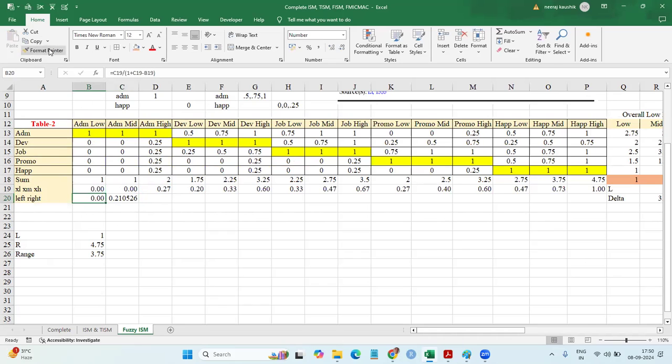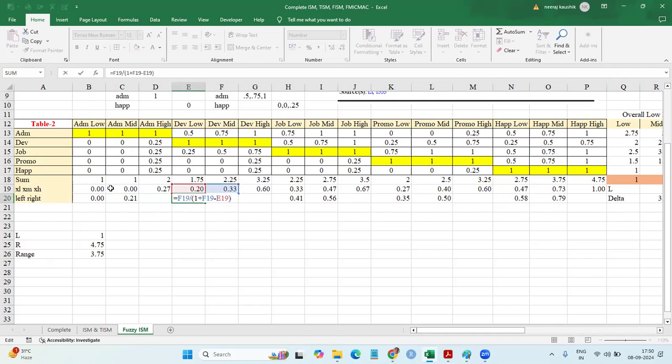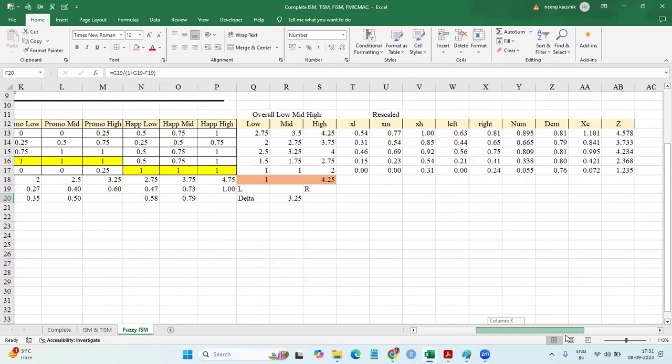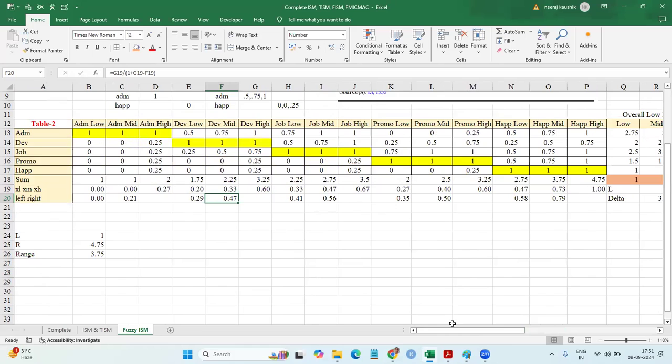Let's do here and here also. And these two I can copy paste below this. Just cross check how I computed this. This is F19: middle divided by 1 plus middle minus the low. How I computed this? High 0.6 divided by 1 plus 0.6 minus the middle value, and so on. Left, right are computed.